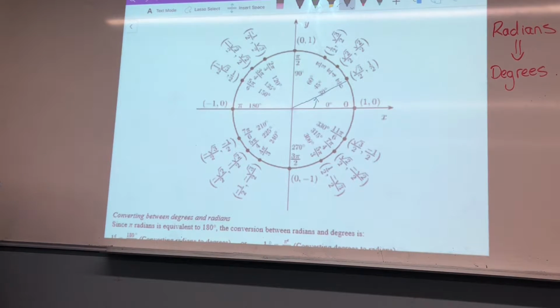Do I have any questions about defining the radians? Where do those numbers come from? Let's pause for a moment.